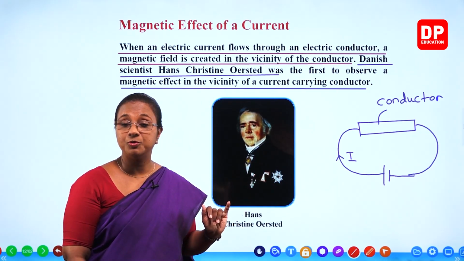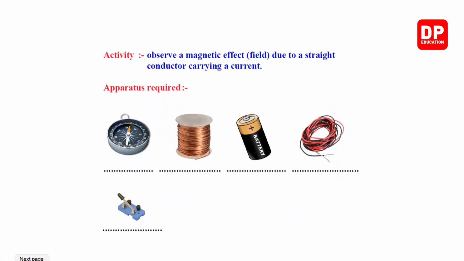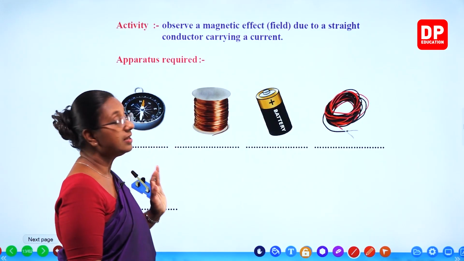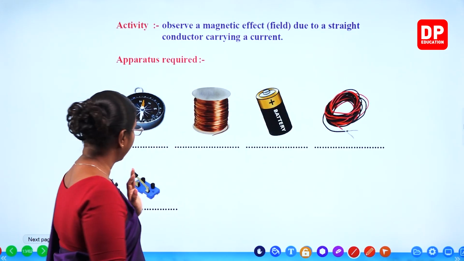So with that I'll move on to the next slide. Here we will do an activity to understand the magnetic effect of current. Activity: observe a magnetic effect, that is a field due to a straight conductor carrying a current.